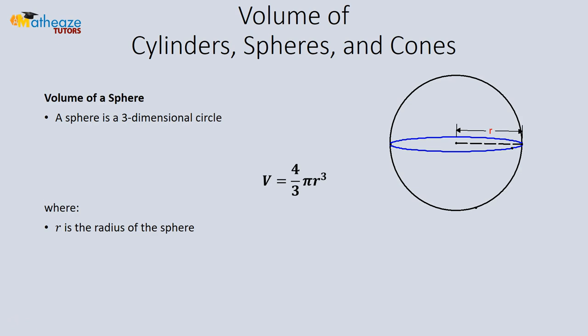Now let's look at the volume of a sphere. You can look at a sphere as some form of a three-dimensional circle, like a ball, basketball, soccer ball, or tennis ball, something that looks like that. And so the volume is 4/3 pi r cubed, where r is the radius of the sphere.